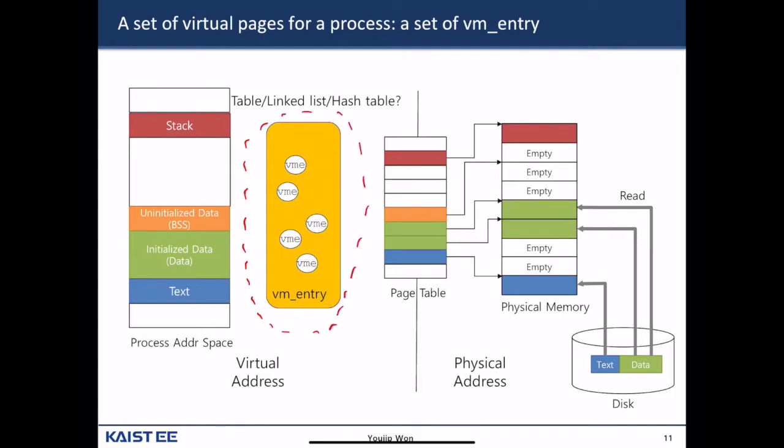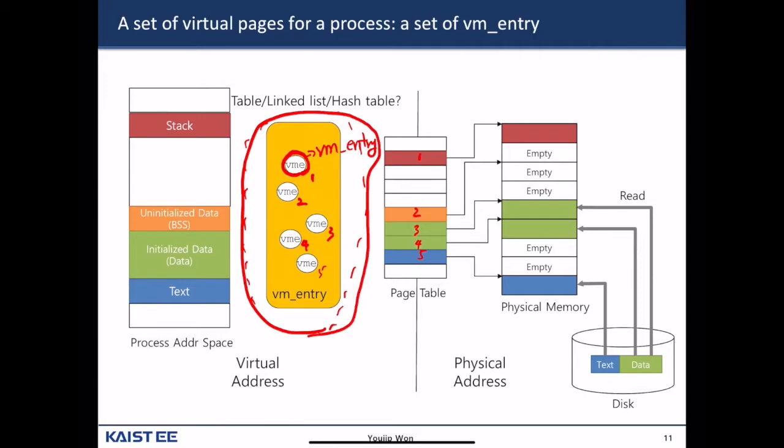So this is a set of virtual memory entries for a given process address space. This is the data structure VM entry we have defined in the previous page. If there are 5 pages, 1, 2, 3, 4, 5, for example, then each page has an associated virtual memory entry data structure 1, 2, 3, 4, and 5. So each VME object represents a page in the page table. This is the one you need to implement.